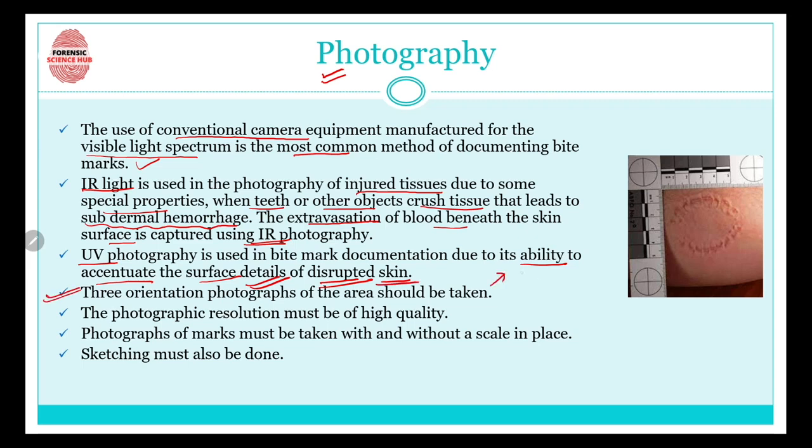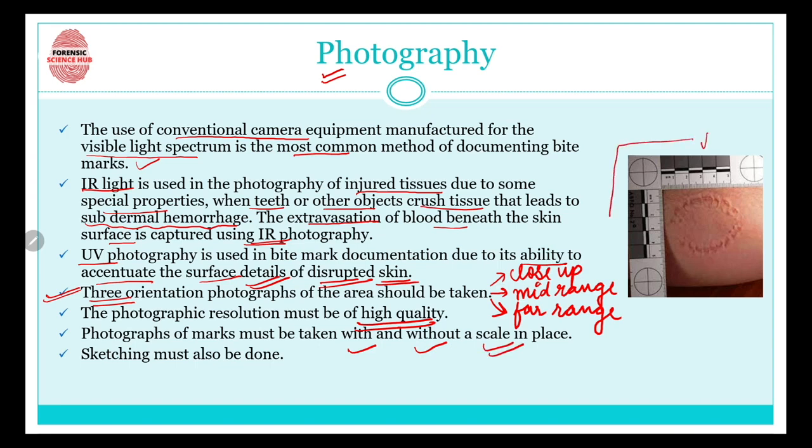3 orientation photographs of the area should be taken: close-up, mid-range, and far-range photographs. The photographic resolution must be of very high quality. Photographs of marks must be taken with and also without a scale in place. This is the scale over here, and the scale must be placed here, and then the photograph should be taken. Also a photograph without the scale should be taken. Sketching must also be done. Other than photography and note making, sketching of the bite mark also has to be done.